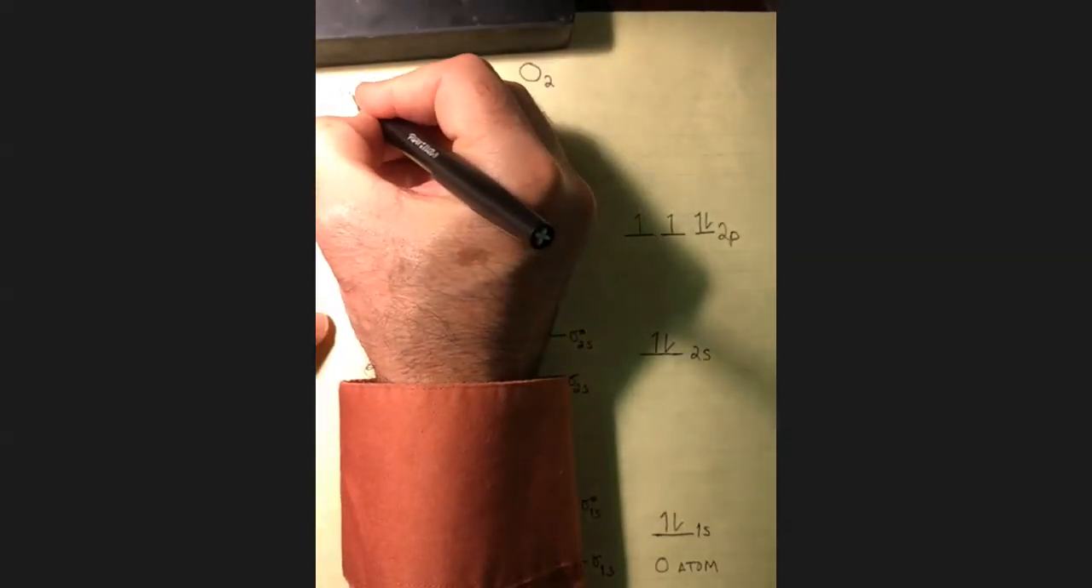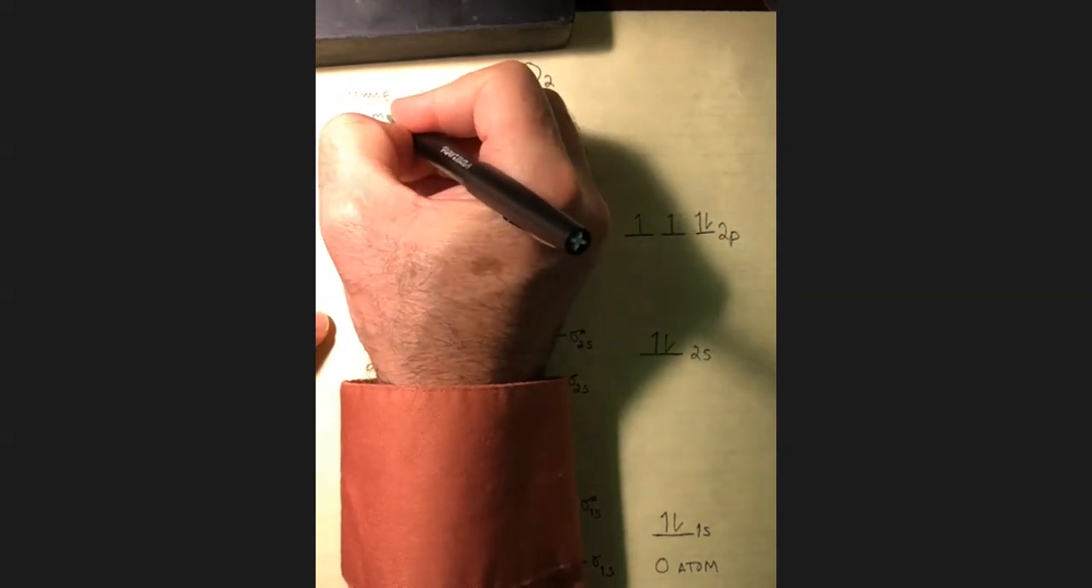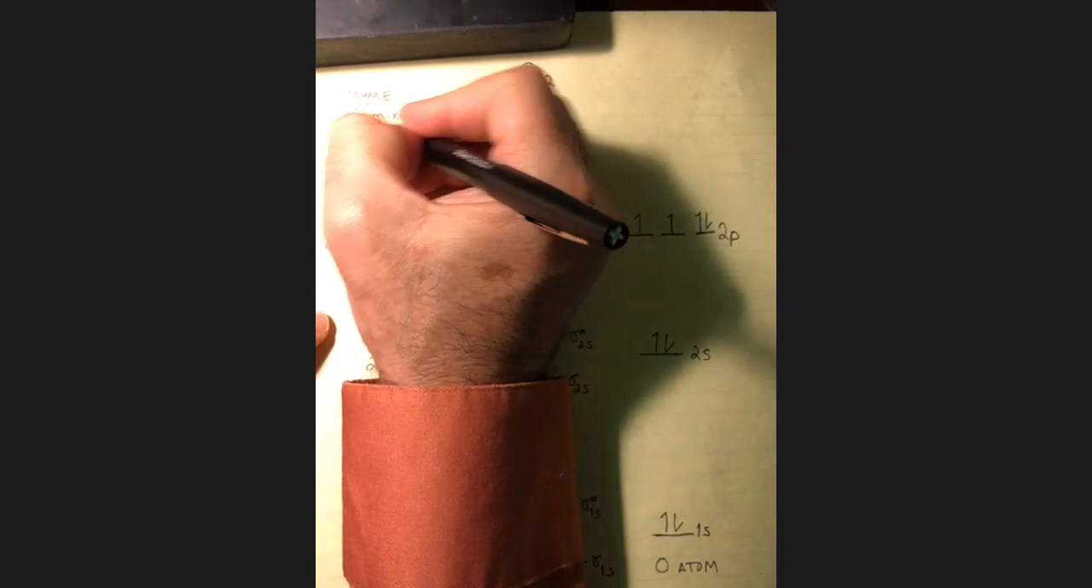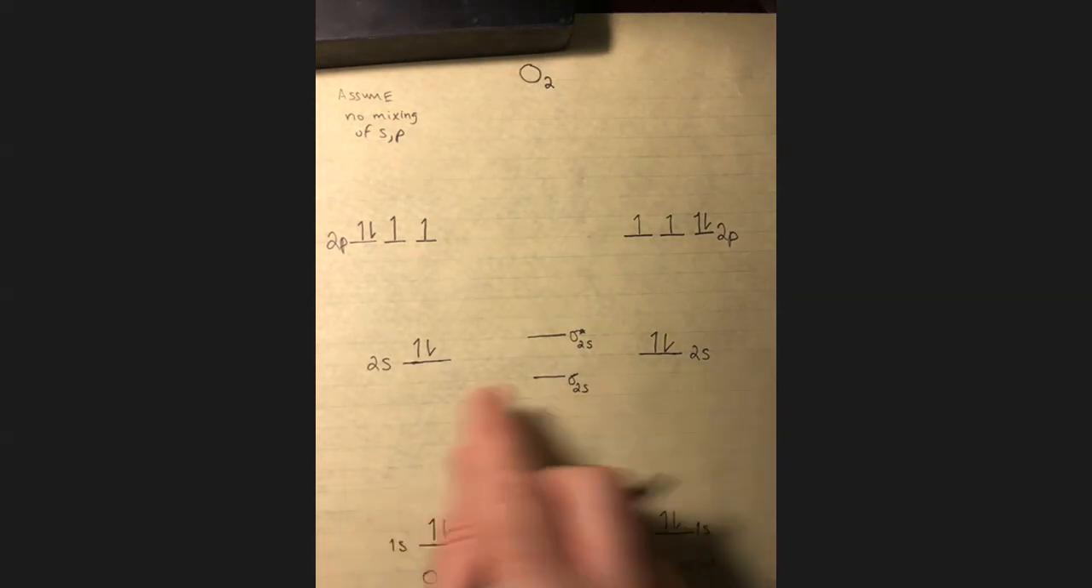Now, how are we going to combine the 2p orbitals? Well, let's make some assumptions, okay? Assume that there is no mixing of s and p orbital wave functions, all right? Let's say that there's not going to be any mixing of those. In other words, when we make these combinations, it's s with s, p with p, and that's it.